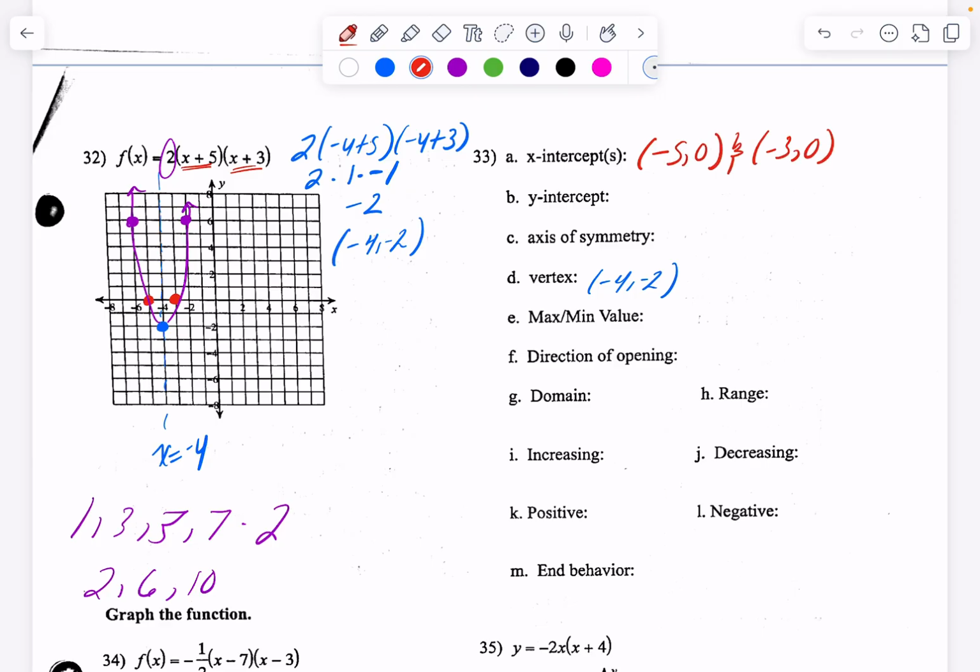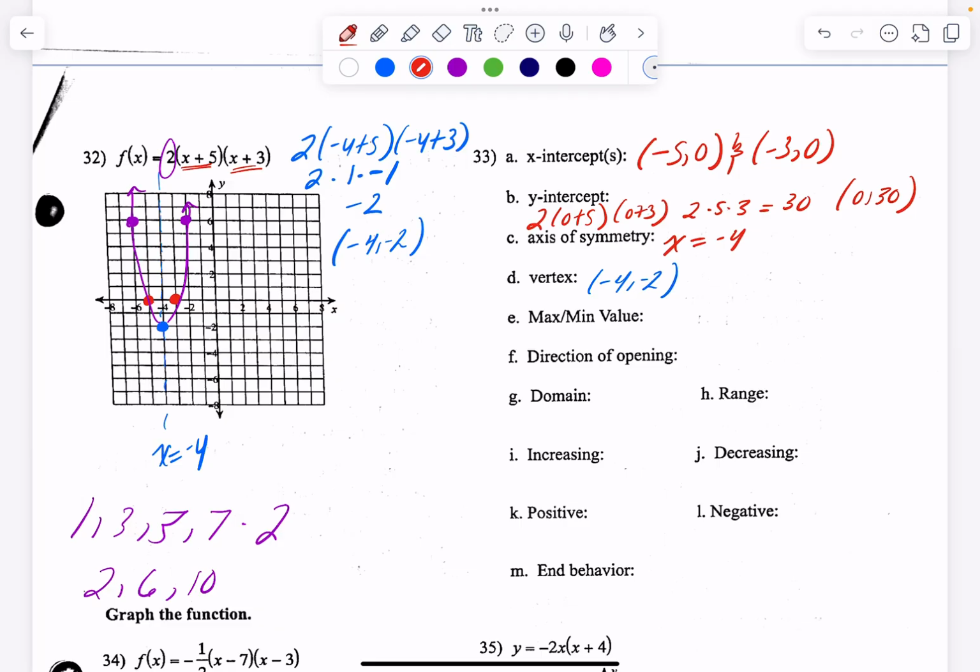Our y-intercept, we're going to have to plug in 0. We can't see it. So if we plug in 0, that'd be 2 times 0 plus 5 times 0 plus 3, which would be 2 times 5 times 3, which is 30. Axis of symmetry is at x equals -4.